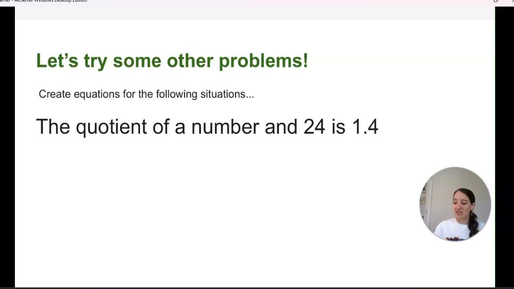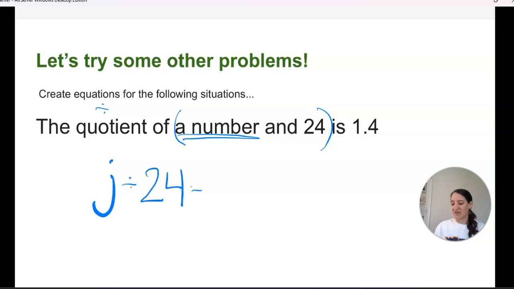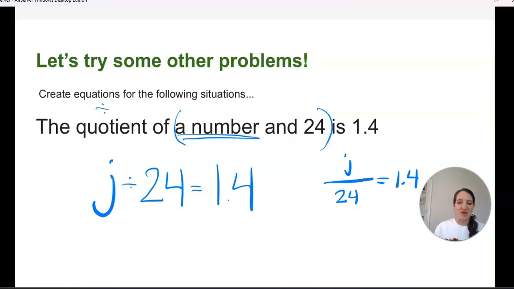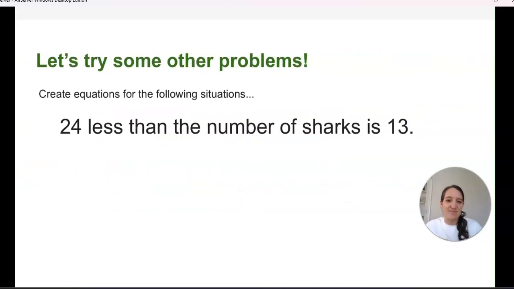The quotient of a number and 24. So let's do J this time. The quotient of a number and 24 is 1.4. Remember that you could also go the quotient of a number and 24 is 1.4. Both of those are quotients. Both of those are correct.